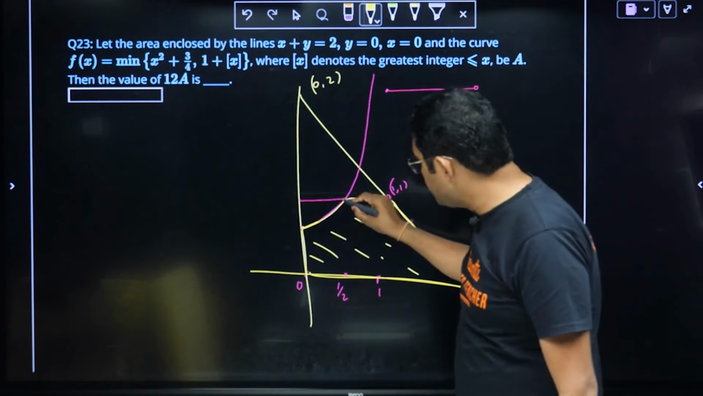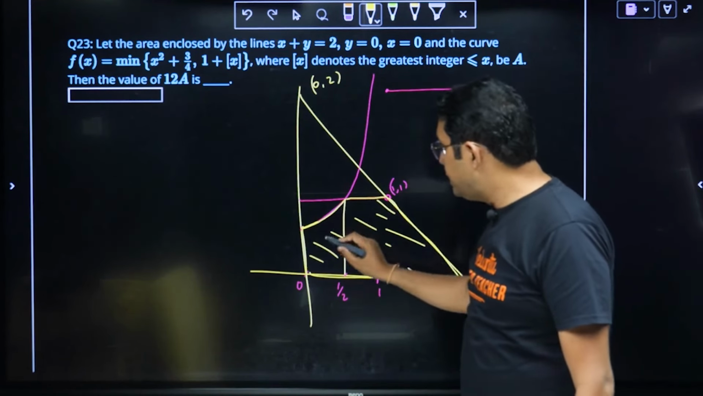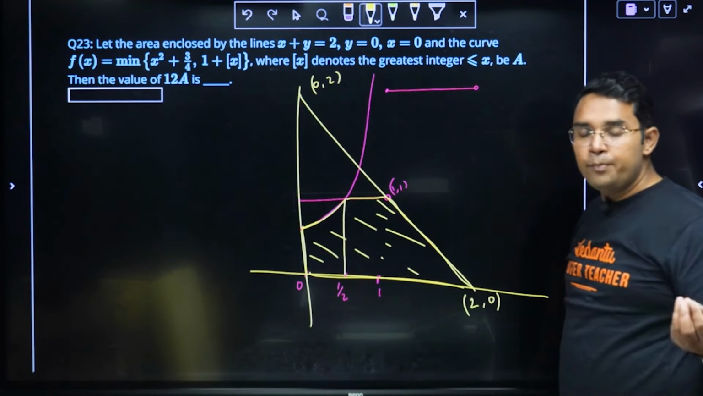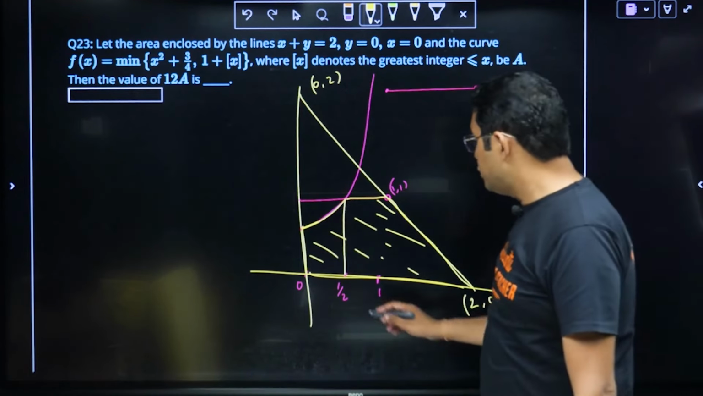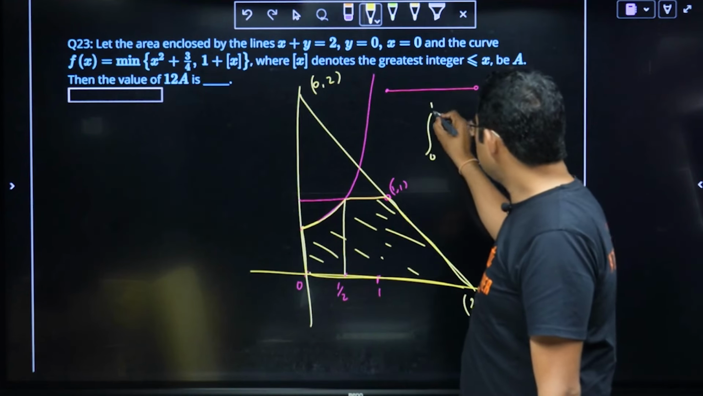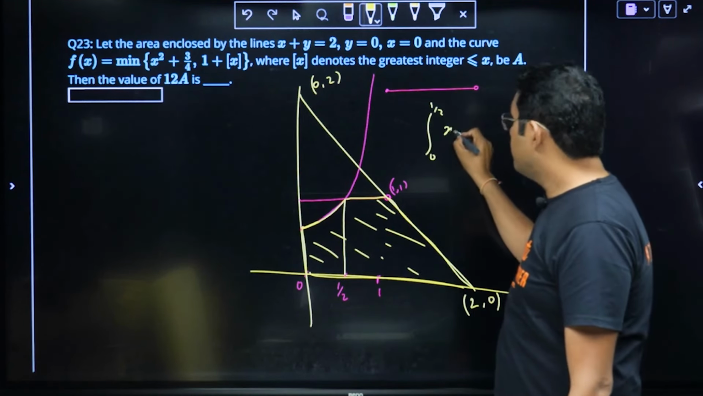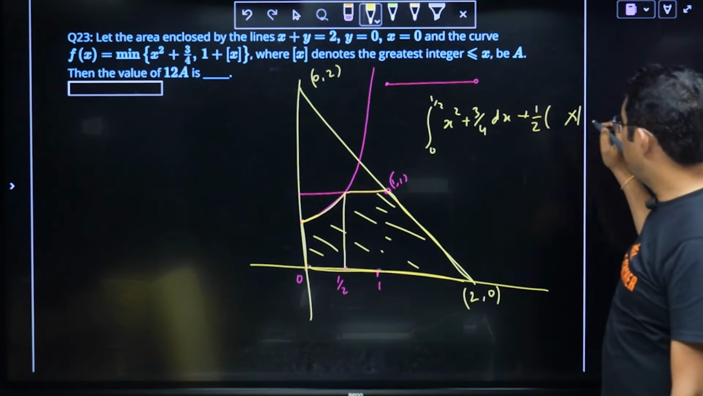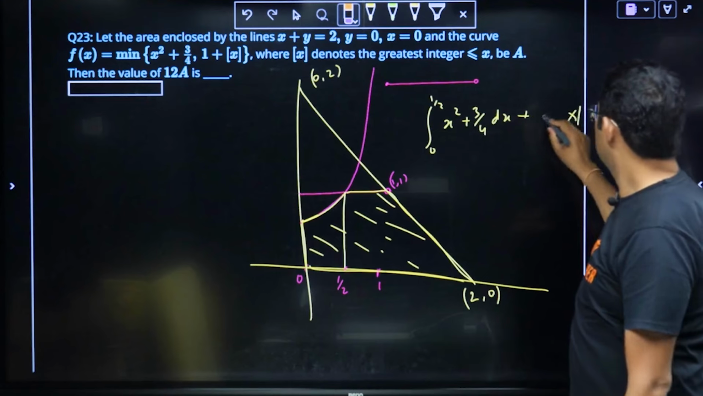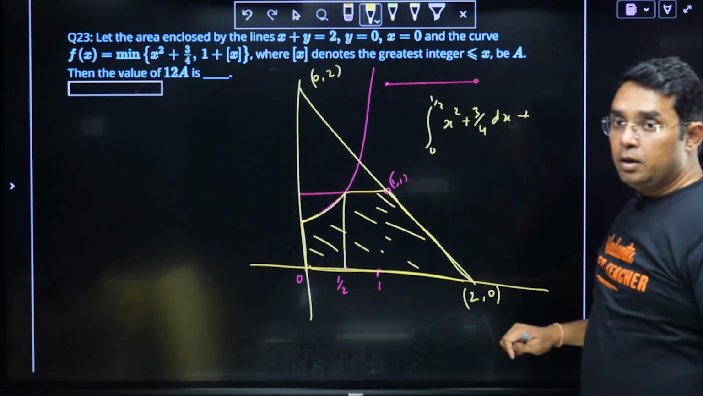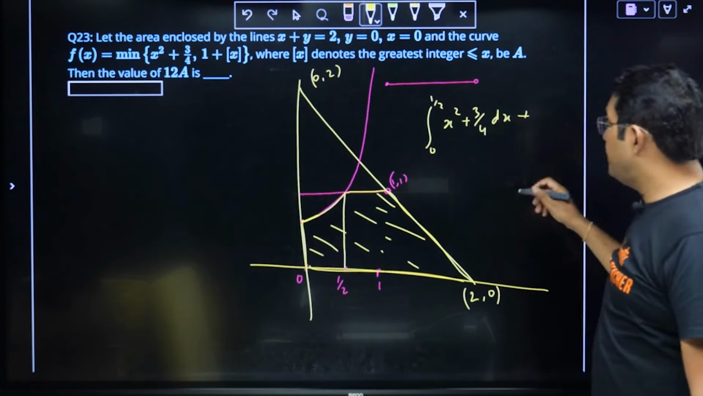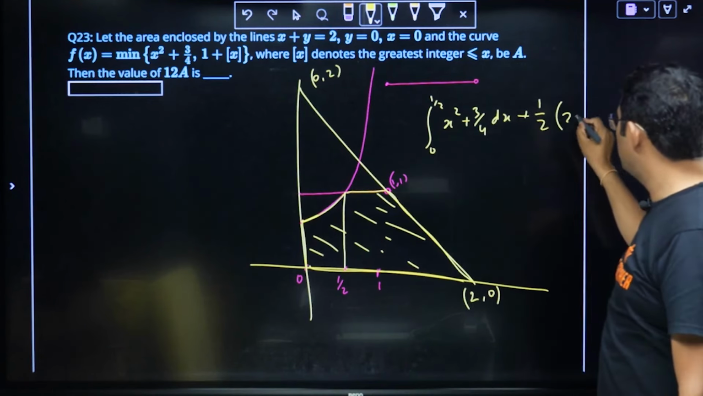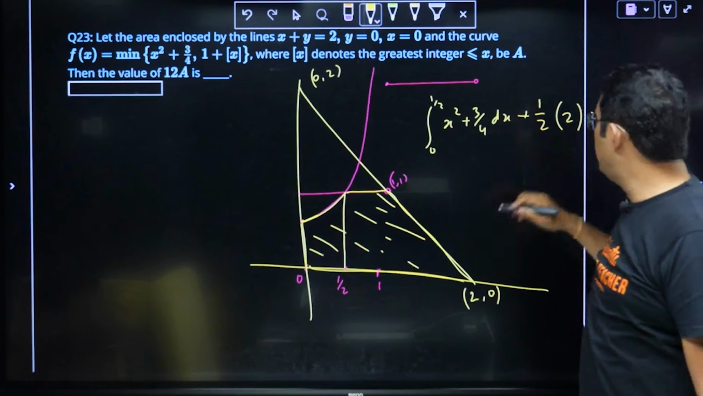Now how to do this question? I think 0 to half, it is the area bounded between this parabola and the x-axis, and after that I think it is just the trapezium. So from 0 to half it will be the integral of x square plus 3 by 4 dx, and after that the area of the trapezium will be 1 upon 2 into the sum of the parallel sides, that is half and 3 by 2, that is 2, into the distance between the two parallel sides, that is 1.